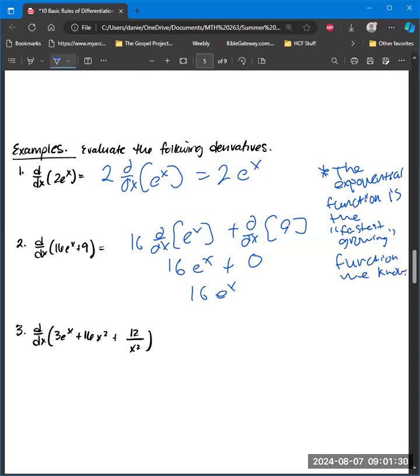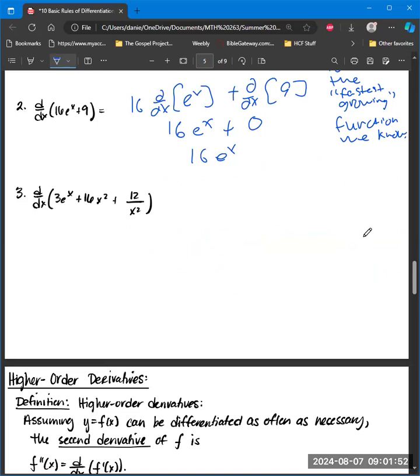The only way to make it grow faster is to make the base bigger. So while e is 2.71 something something something, I would have a faster growing exponential function if it was 3 to the x. Let's say that would grow faster than e to the x. But in general, exponential functions are the fastest growing functions that we know about.